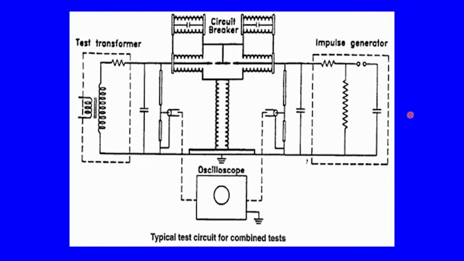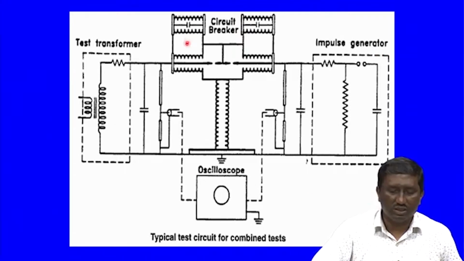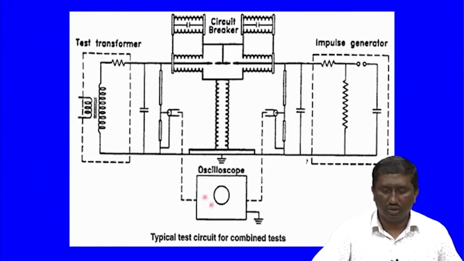So, this is one arrangement for a typical circuit for the combined test. We were talking about combined tests, not only particular AC or DC tests. In some of the cases we do require the combination of tests which simulates the natural conditions. This test is arranged for a circuit breaker, where one side of the circuit breaker is connected to an AC transformer with the measuring equipment like oscilloscope and so on. The other side is the impulse generator, where the impulse voltage generator is connected.